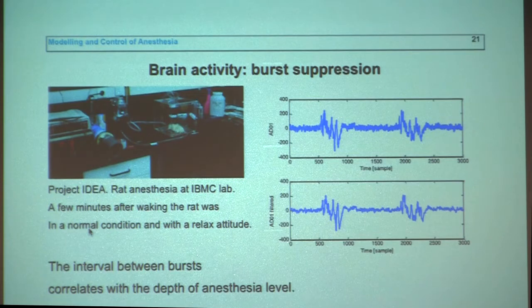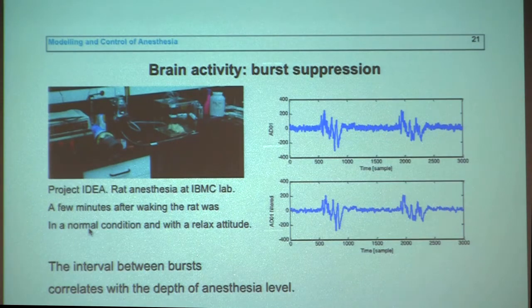I gave him a drug to make him sleep. And you see, this is a register of one of the channels of the electroencephalogram. You see that there are parts in which you don't have activity and some parts in which you have these bursts. And what happens is when you make the rat sleep, these parts in which you don't have activity become longer. So the brain activity becomes smaller.